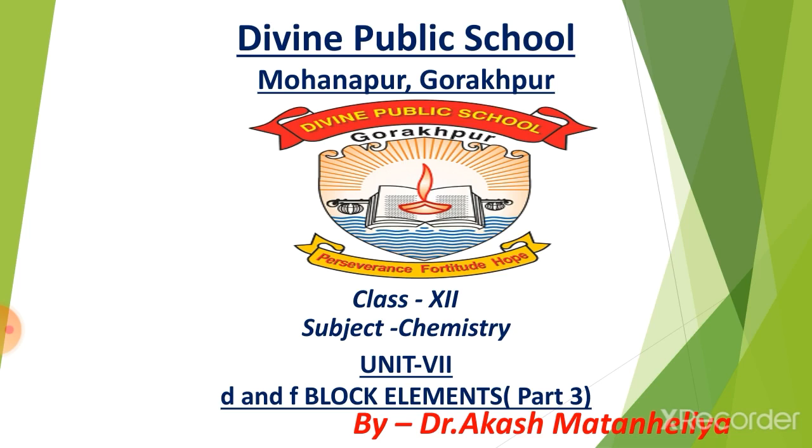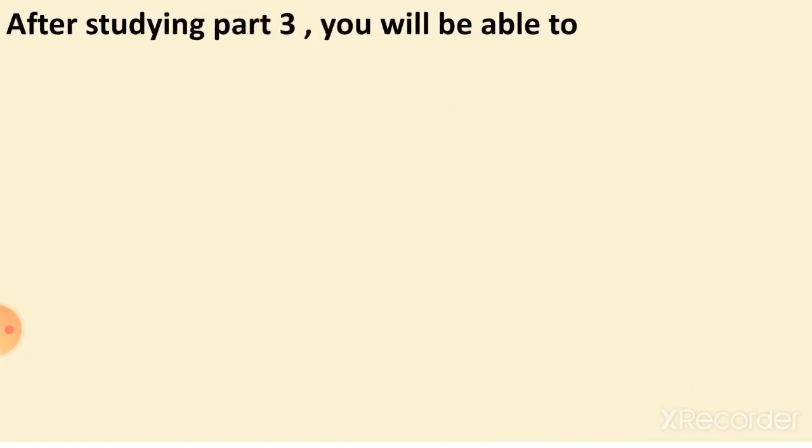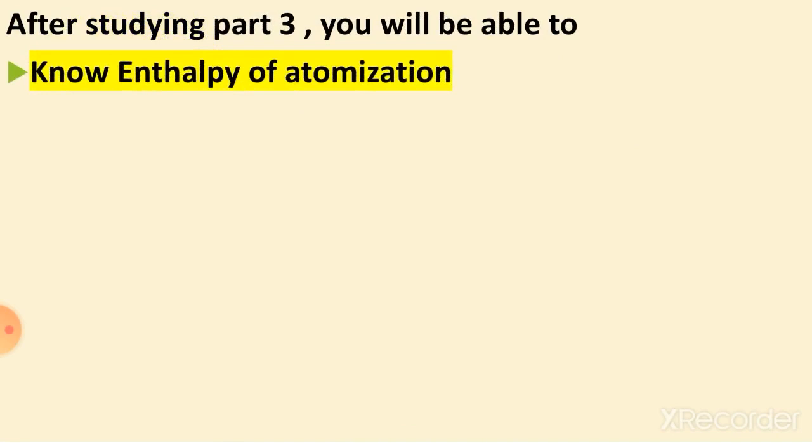Now dear students, let us start part 3rd. After studying part 3rd, you will be able to know enthalpy of atomization, that is the energy required to break the metal lattice so that the atoms get free. Then you will be able to know about ionization enthalpy. This is also known as ionization energy. Here the metals in gaseous state are converted into ions by giving energy.